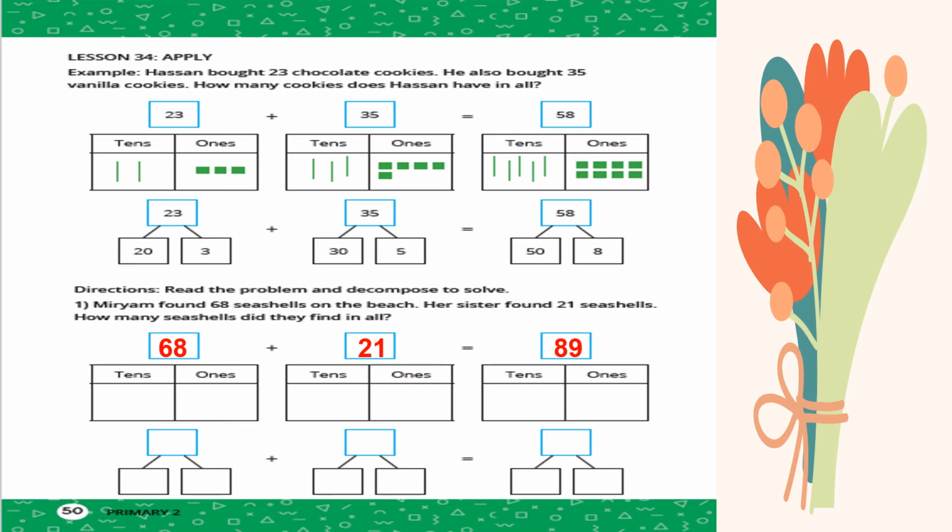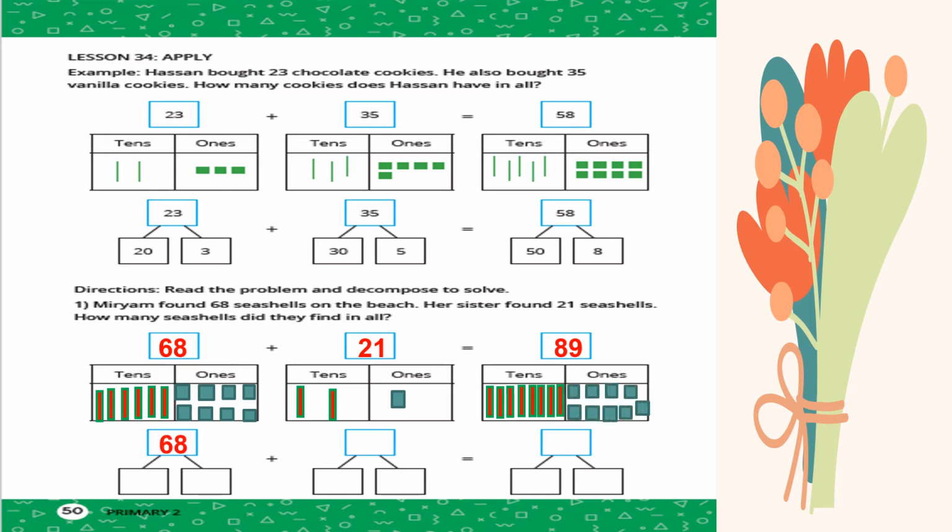68. Let's draw our sticks and small squares. 68. How many sticks? 6. So we will draw 6 sticks. How many small squares? 8. So we will draw 8 small squares. 21. How many sticks? 2. How many small squares? 1. 89. How many sticks? 8. How many small squares? 9.